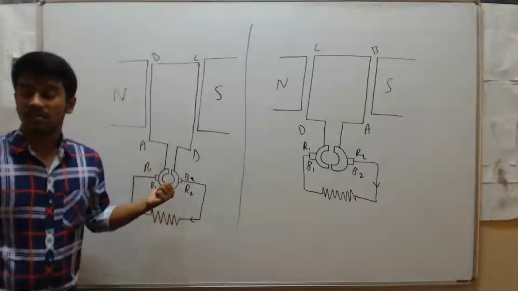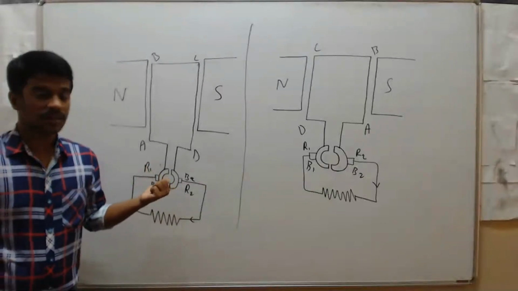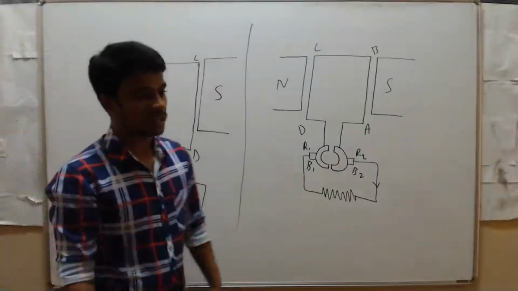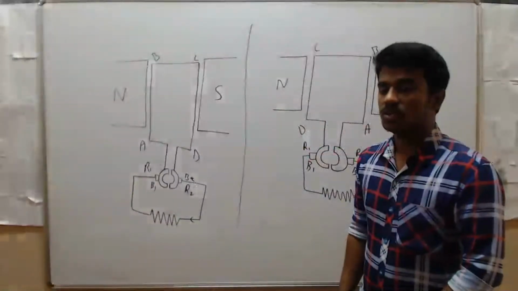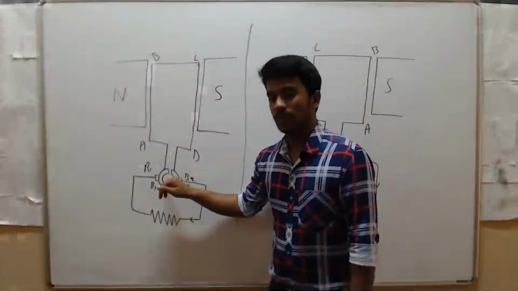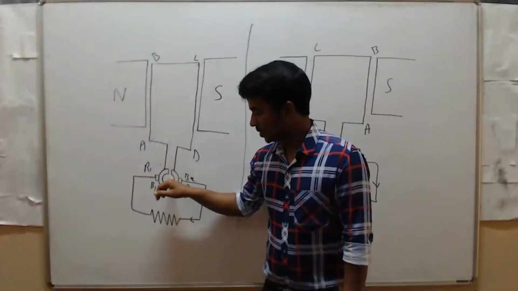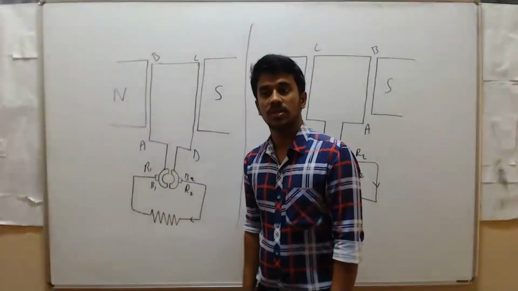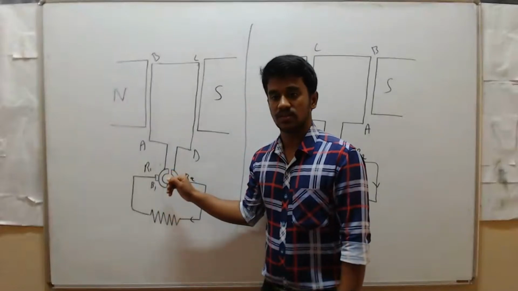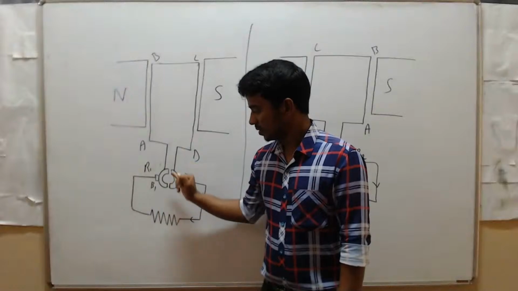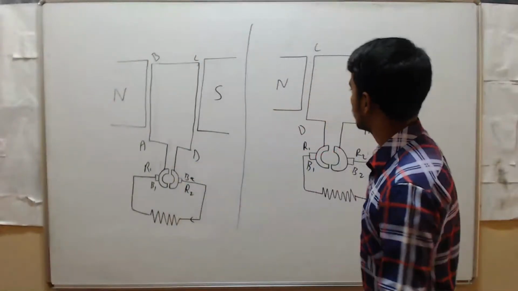R1 and R2 are split rings. Here we need direct current, which means we need current in one direction, so that's why we are using split rings. If you use slip rings, then the direction changes. So we use split rings, and that's why we will get direct current.